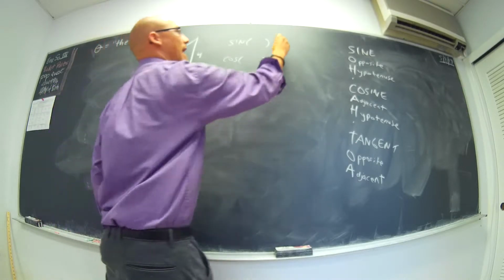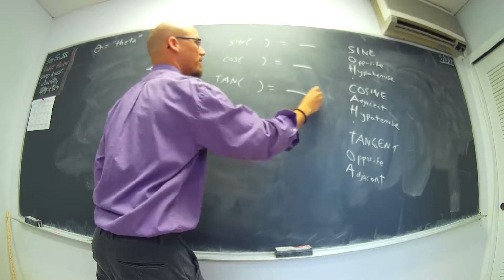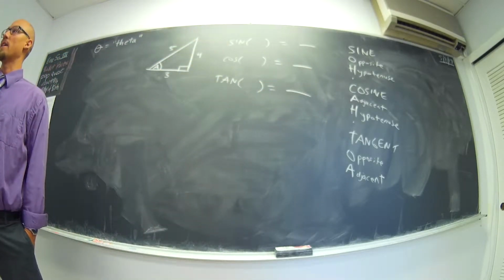So the sine of an angle is a fraction. The cosine of an angle is a fraction. The tangent of an angle is a fraction. That's the setup all day, every day.